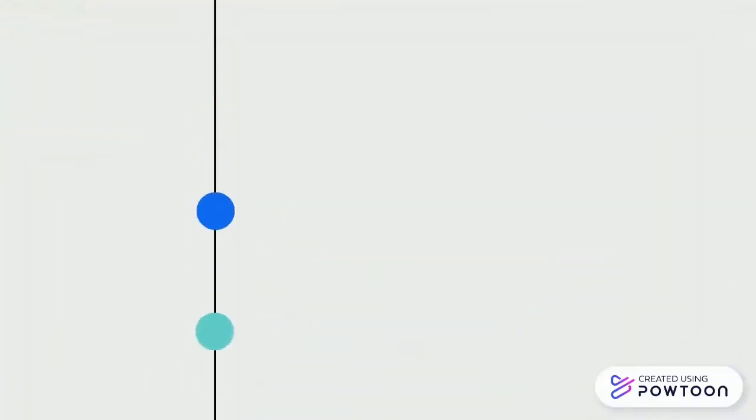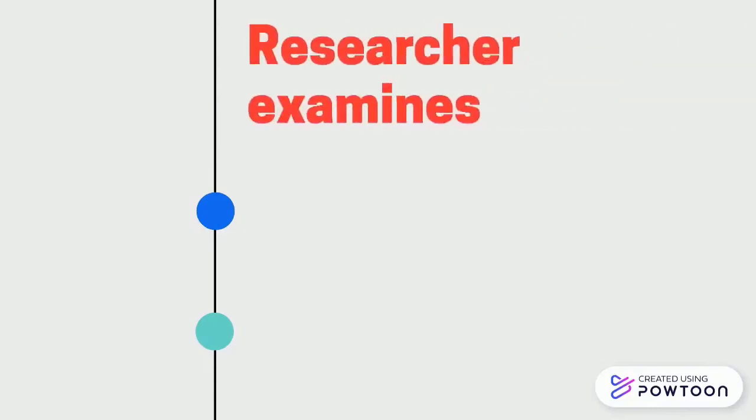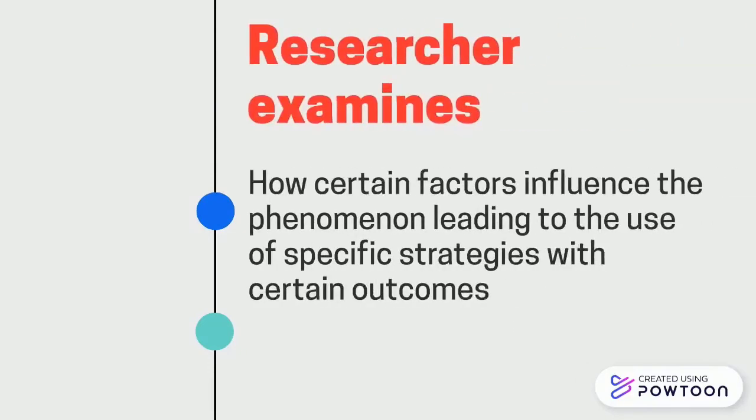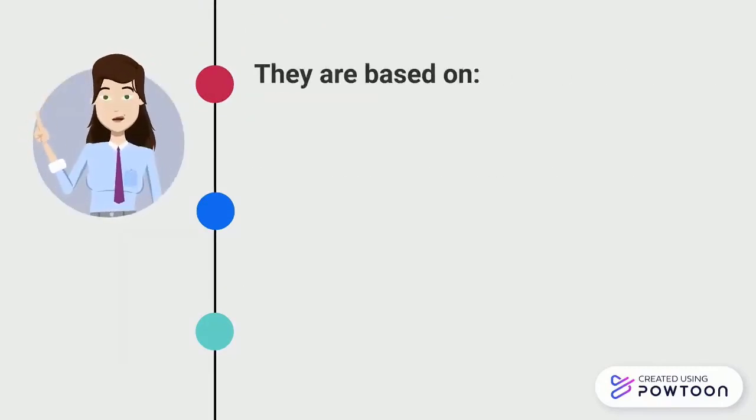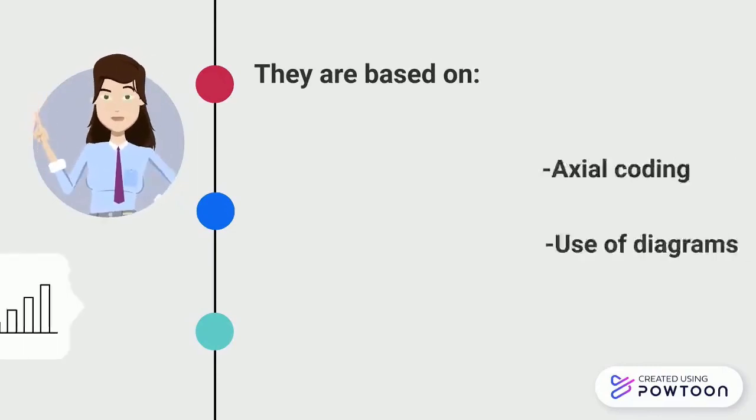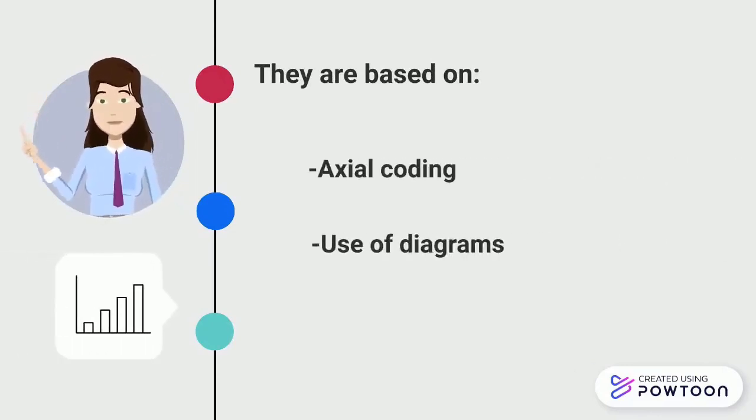In a story, a researcher might examine how certain factors influence the phenomenon, which leads to the use of specific strategies with certain outcomes. In other words, to develop their theory, grounded theorists use established procedures through these three coding procedures, which are based on analyzing your data for specific types of categories in axial coding and use diagrams to present their theories.